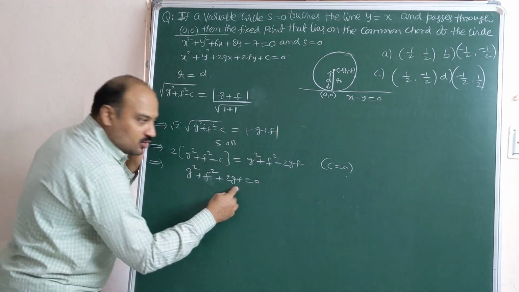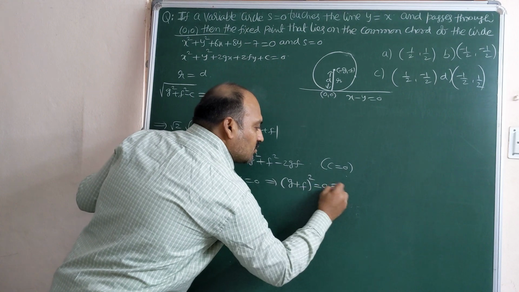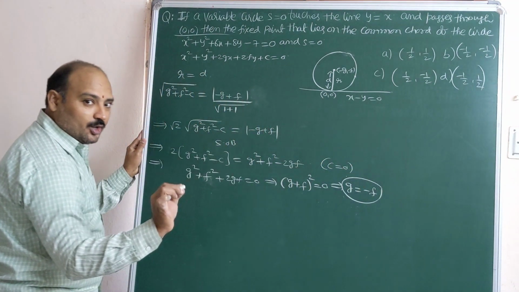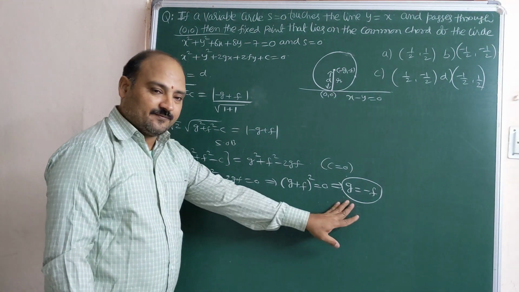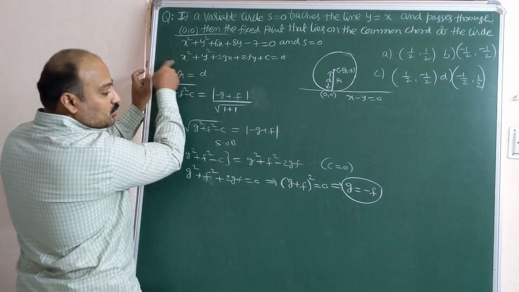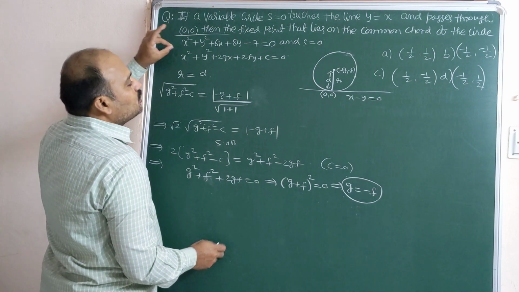A square plus b square plus 2ab, a plus b whole square. g plus f whole square. So g is equal to minus f. We got it. So after that, what we have to do? g is equal to minus f. What equation we got? And next, the common chord of these two. g plus f only, you take this one. The common chord of these two. Common chord.